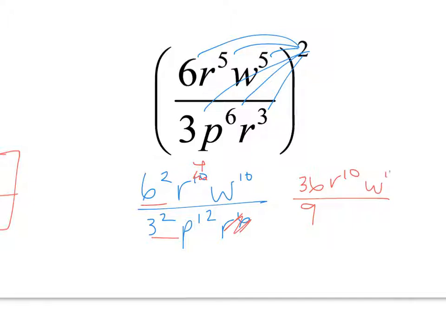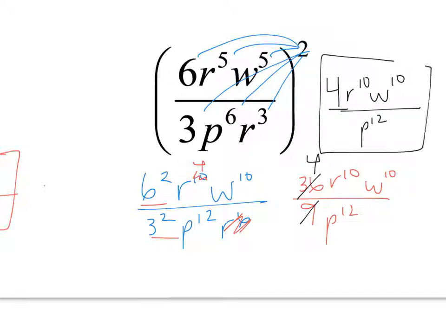And then I'm not able to simplify any of the other variables, but what I can do is I can simplify here. 36 divided by 9 is 4, so my final answer will be 4 r to the 10th, w to the 10th, all over p to the 12th. And then that would be my final answer.